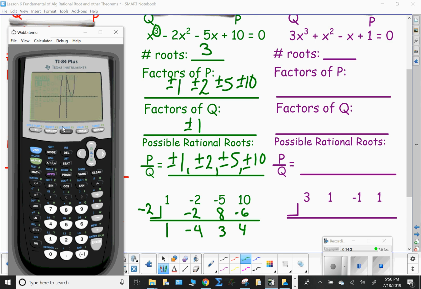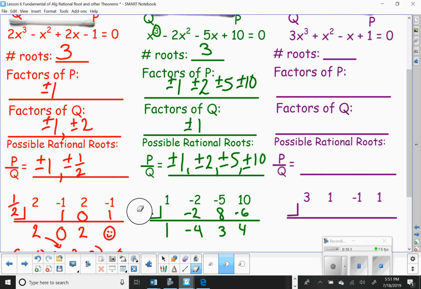Well, what if we do a zoom box? I'm going to do a zoom box. I want to zoom in a little bit. So I'm going to go out here, go down a little bit. I'm going to hit enter. I'm going to come over here. I'm going to go up. And I'm going to hit enter again. Ooh, notice it's not actually on -2, but this one does look like it's on +2. Huh, that's just barely off. Well, that's interesting. Let's go back now and let's try +2 and see what happens.